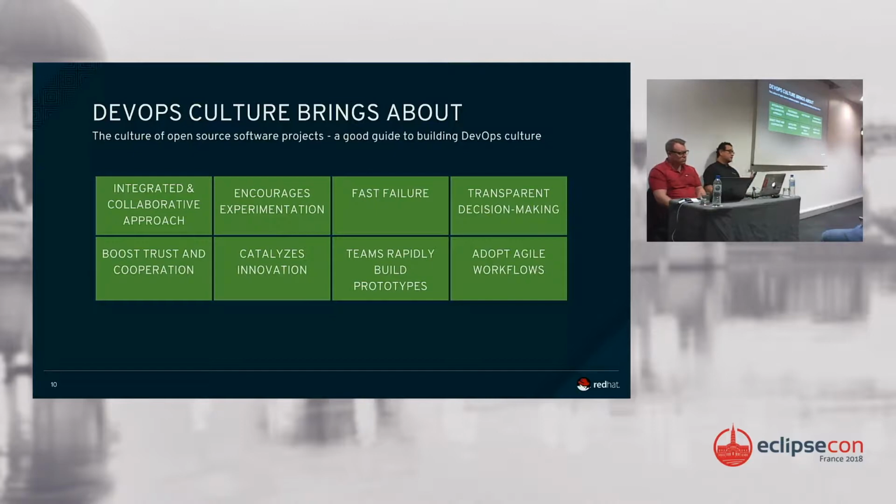But doing DevOps brings many benefits. So for example, there is an integrated and collaborative approach across teams. It encourages experimentation. Fast failure is the normal operating procedure. There's transparent decision making. It boosts trust and cooperation. It catalyzes innovation. Teams rapidly build prototypes, and organizations adopt agile workflows when they adopt DevOps culture. And now I'm going to pass it on to Thomas to continue.